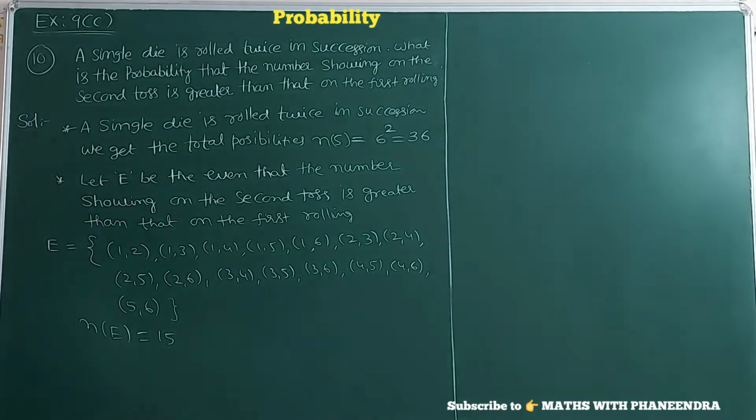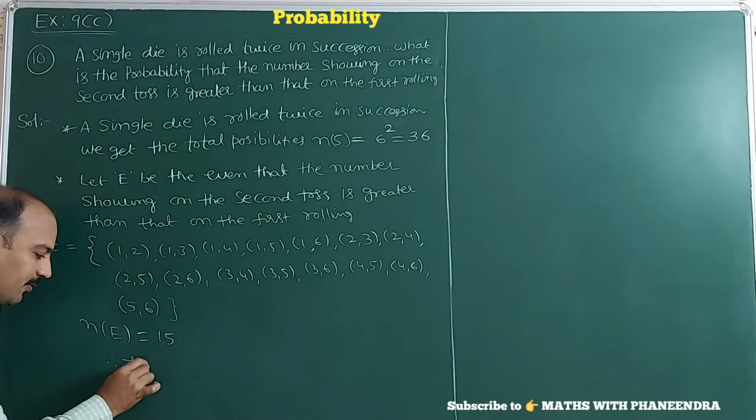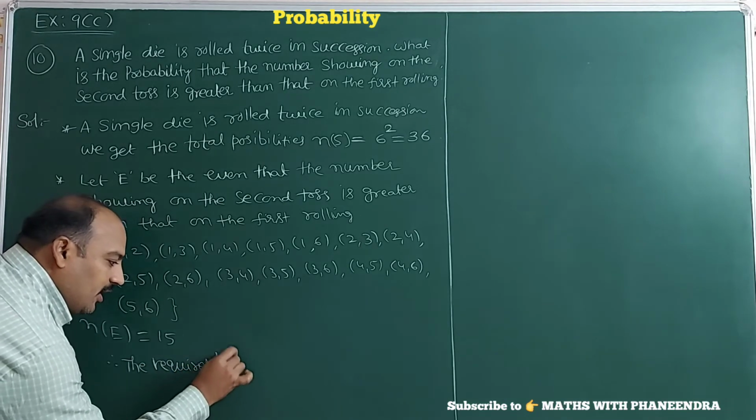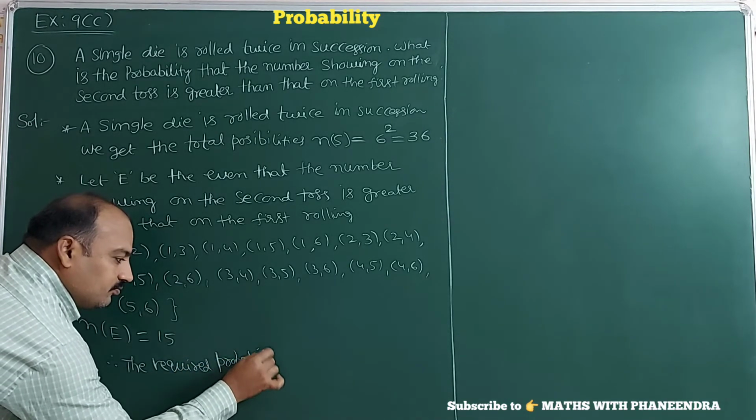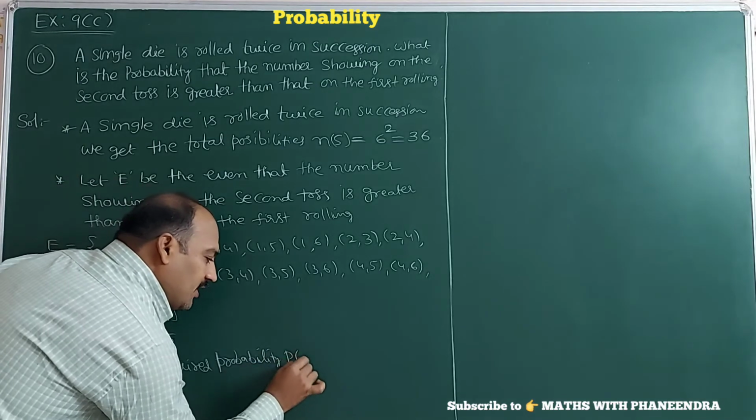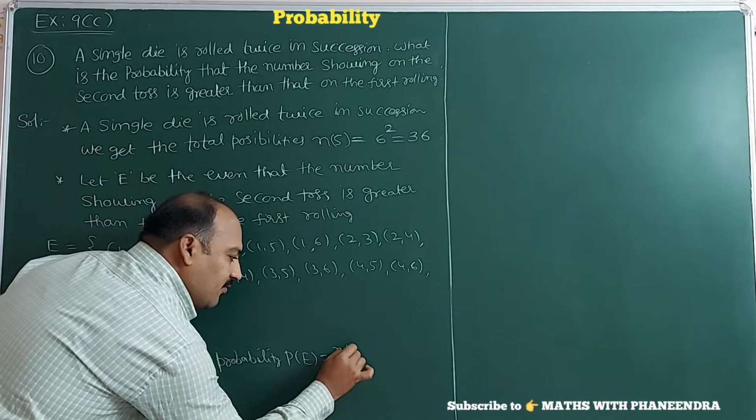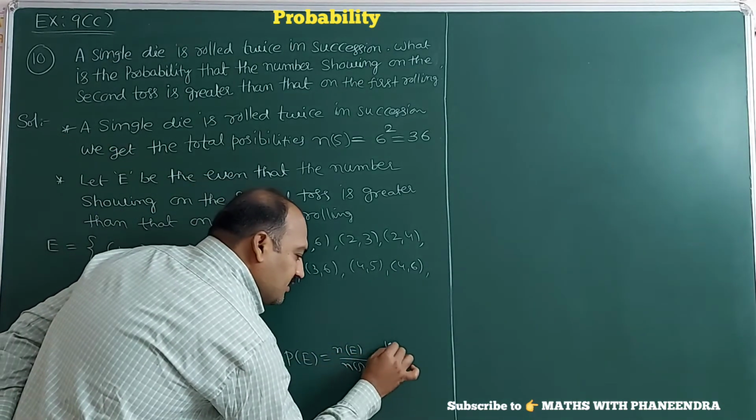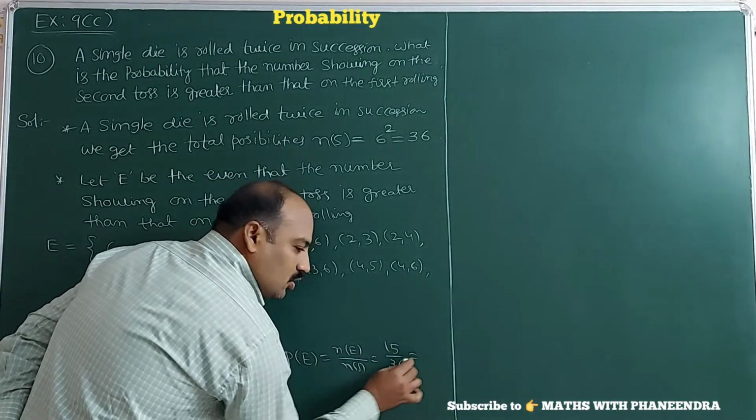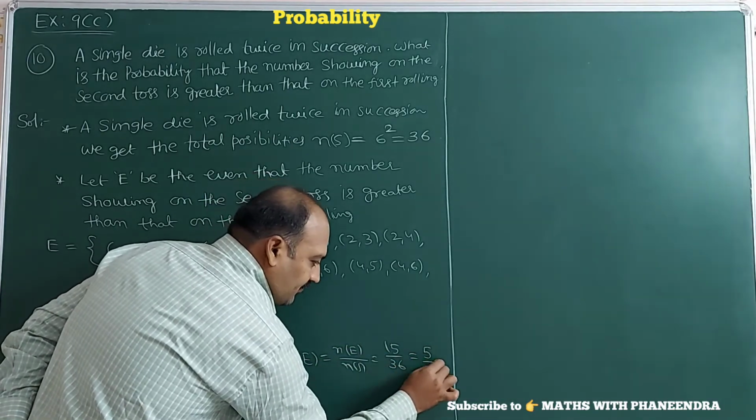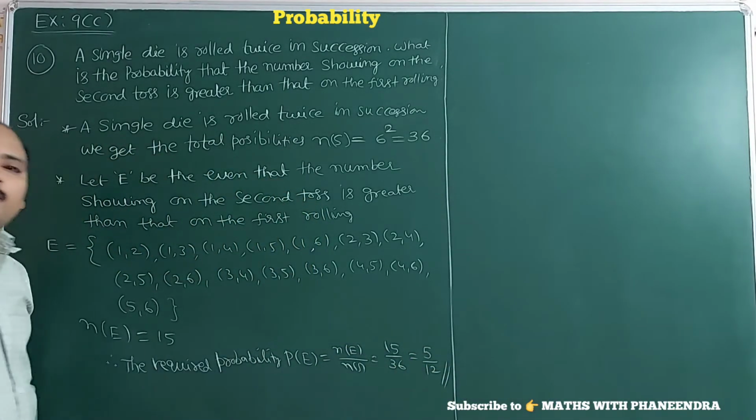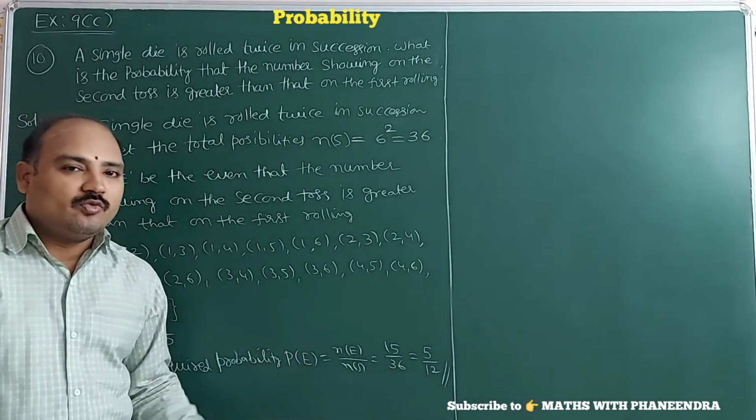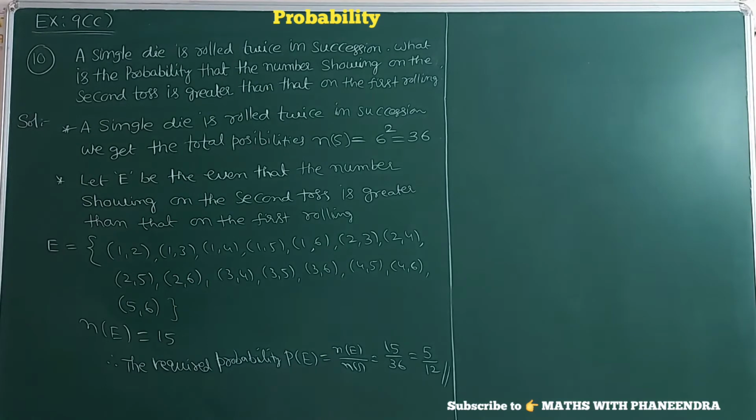Therefore the required probability, so P of E is equal to n of E by n of S. So what is n of E? 15. n of S is 36. So 3 5s are 15, 3 12s are 36. So therefore the required probability for the given event is 5 by 12. We'll move on to the next question.